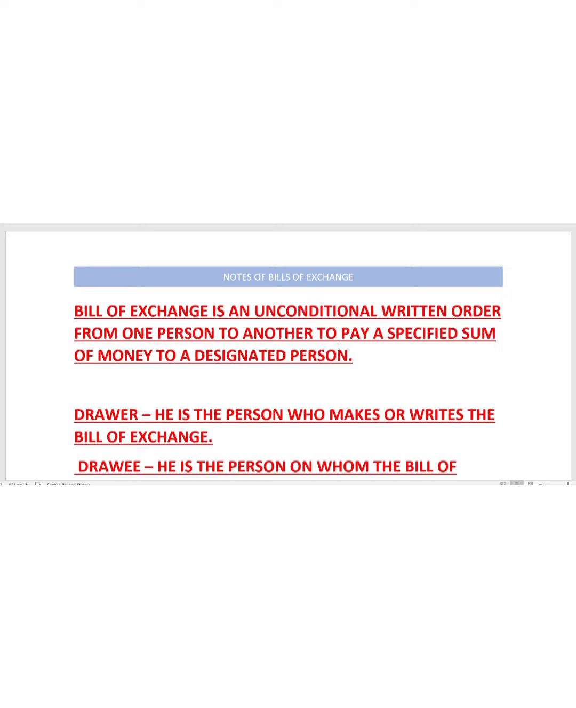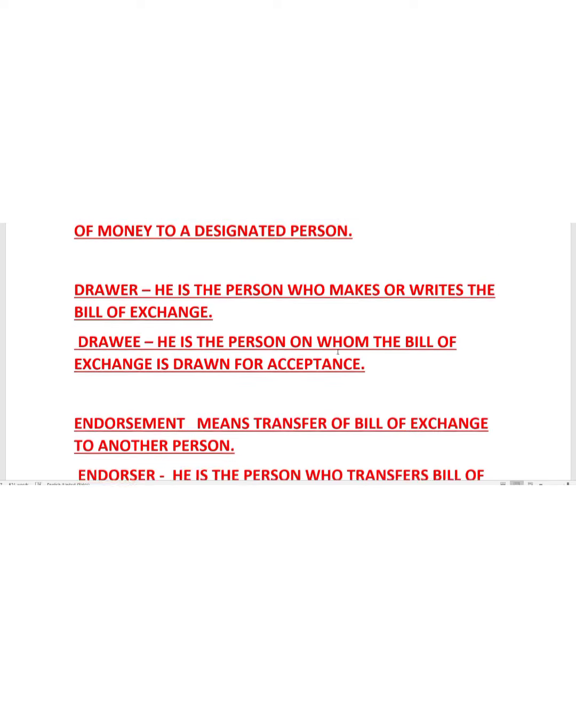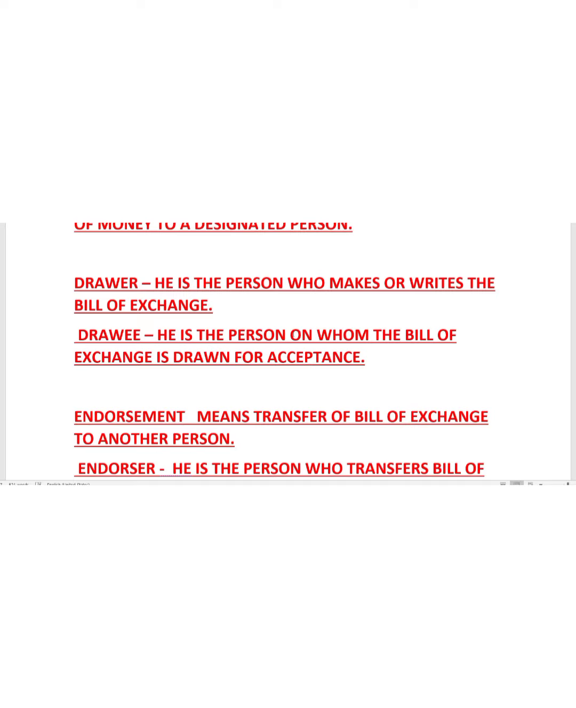Now, who is the drawer? Drawer is the person who makes or writes the bills of exchange. As I've explained, the seller who is selling the goods on credit to the buyer is the drawer. He will make a bills of exchange and ask the buyer to sign it and accept it. Drawee is the person on whom the bills of exchange is drawn, the buyer, on whose name the bills of exchange is made, who is asked to sign and accept it.